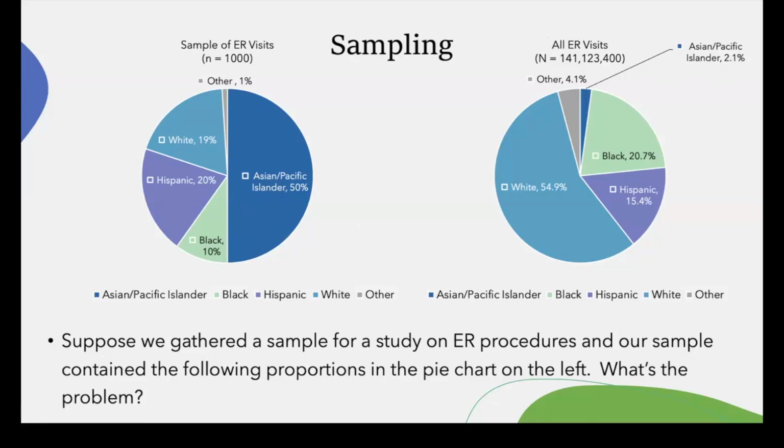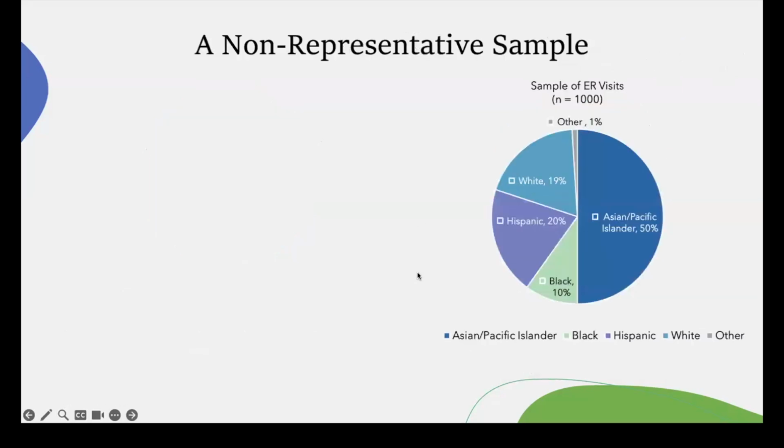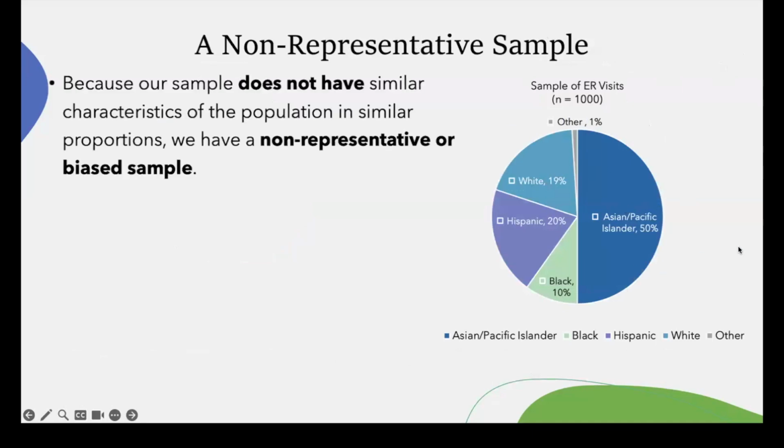It does not represent the population. And this is not good. This would make for a poor study if we used a sample that looked like this. So here it is again, that bad sample, a non-representative sample. Our sample does not have similar characteristics of the population in similar proportions, so we call it a non-representative sample. It's also called a biased sample.